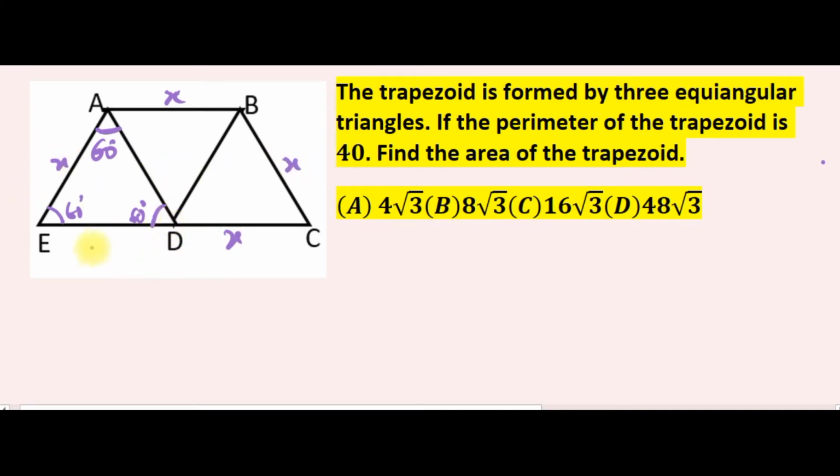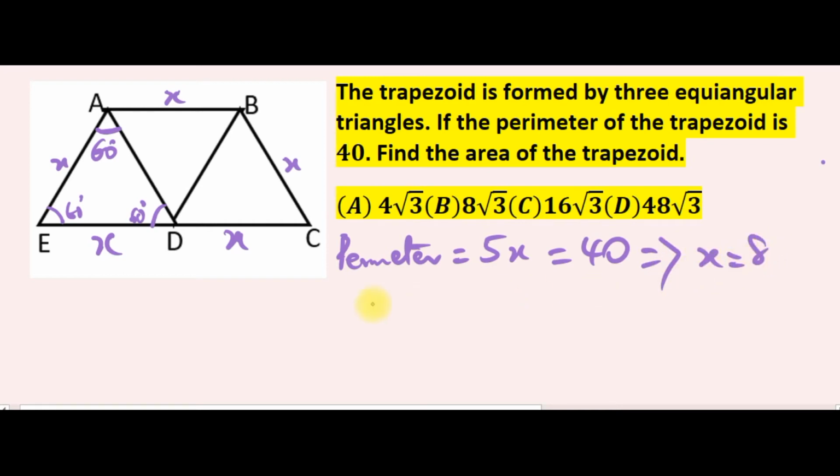They told us that the perimeter is 40. Perimeter means the addition of the sides. So the perimeter is 1, 2, 3, 4, 5, so we have 5x. And they told us the perimeter is 40, which implies that x is 8. So each side is 8.